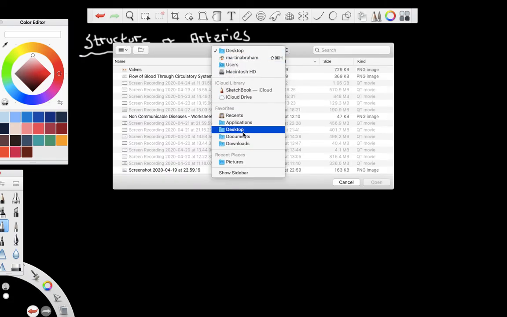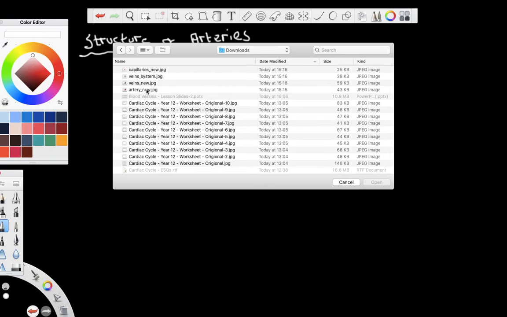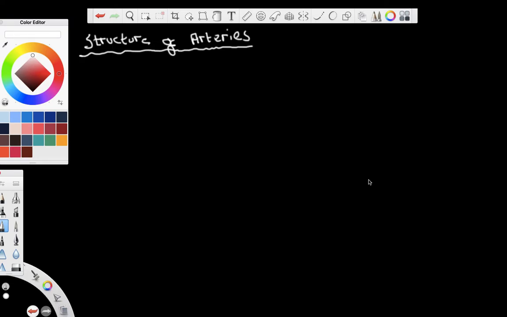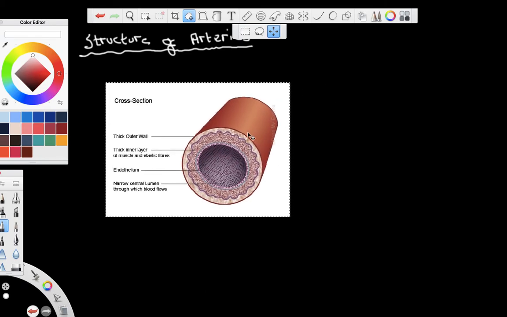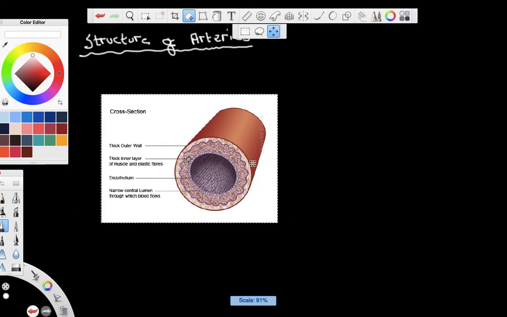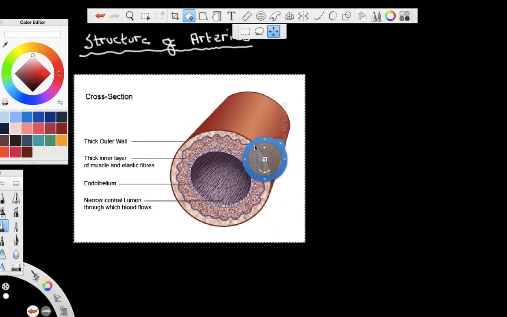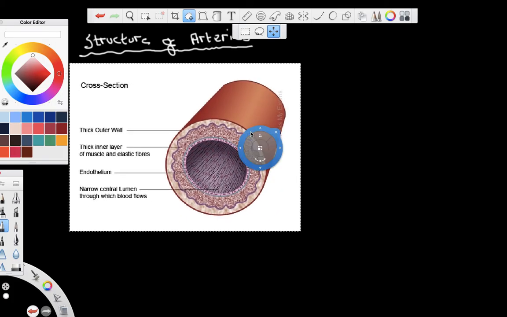If we go to downloads, I know it's definitely there because I stole this off a website, and we've got our structure of an artery. I'm going to make that a bit bigger. There we go. We'll put it over here. The first thing we need to say about arteries is that arteries carry blood away from the heart under high pressure. So we can put that in red because it's important.